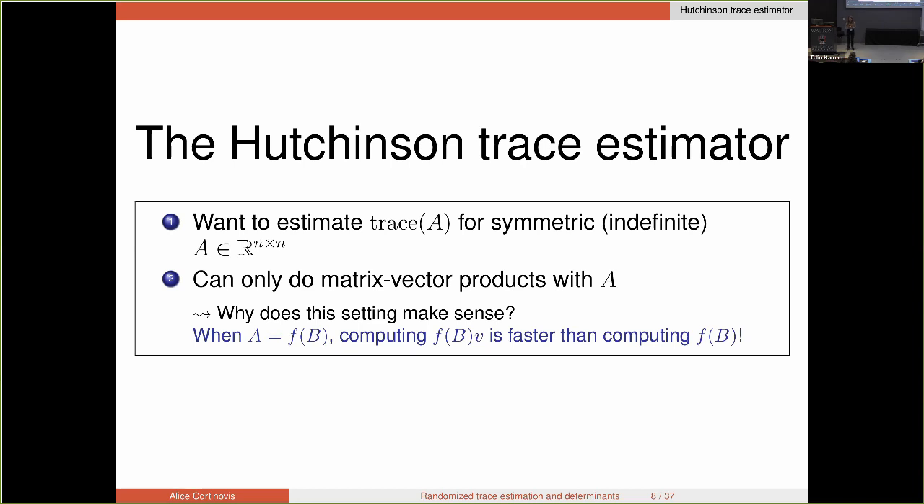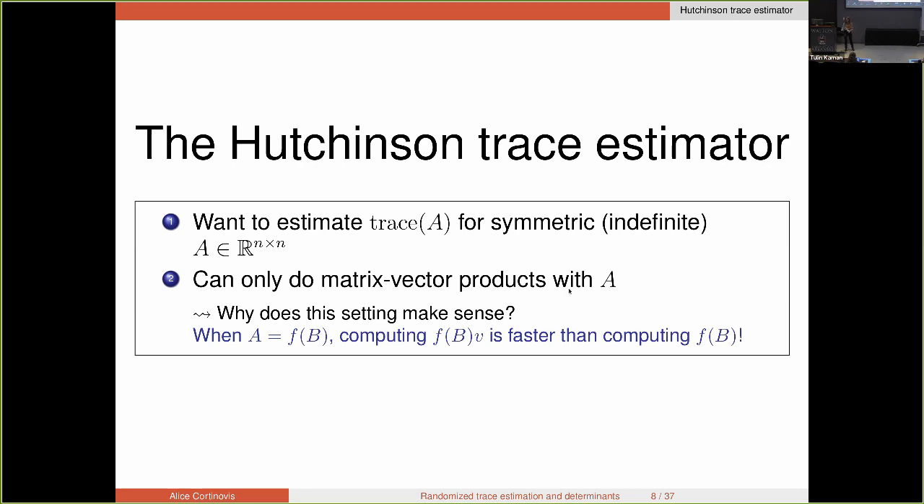Okay, so the Hutchinson trace estimator. The objective now is to estimate the trace of A, where A is a symmetric, possibly indefinite matrix of size n by n. And we assume that A is available through matrix-vector multiplications. So somehow we don't know the entries of A, but we can do matrix-vector products with A. This setting makes sense.